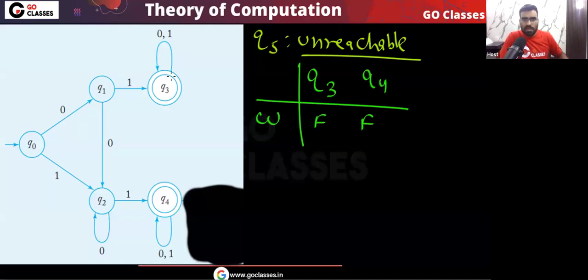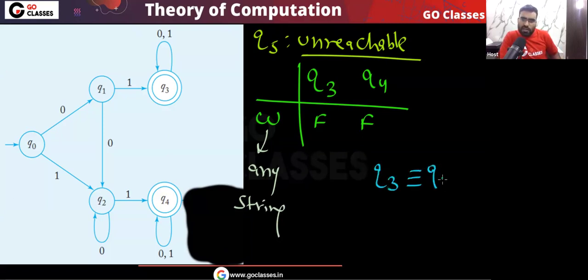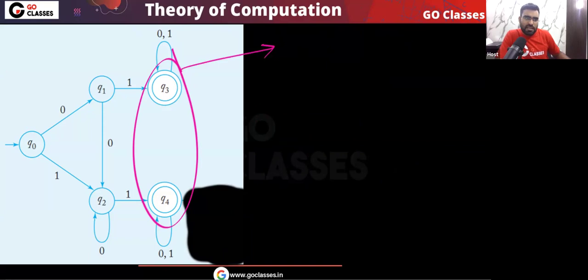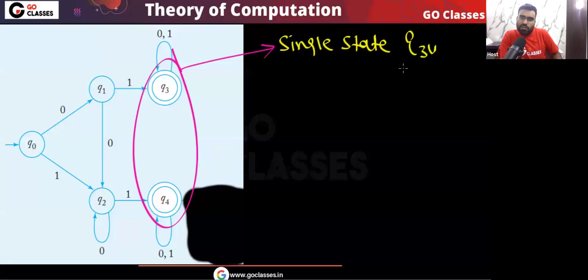Can you notice? States Q3, Q4, whatever string W you take, they will always go to final. Both are always going to final. So I can say that Q3, Q4 are equivalent. You can merge them. So you can consider them as a single state, and you can call it Q3,4.